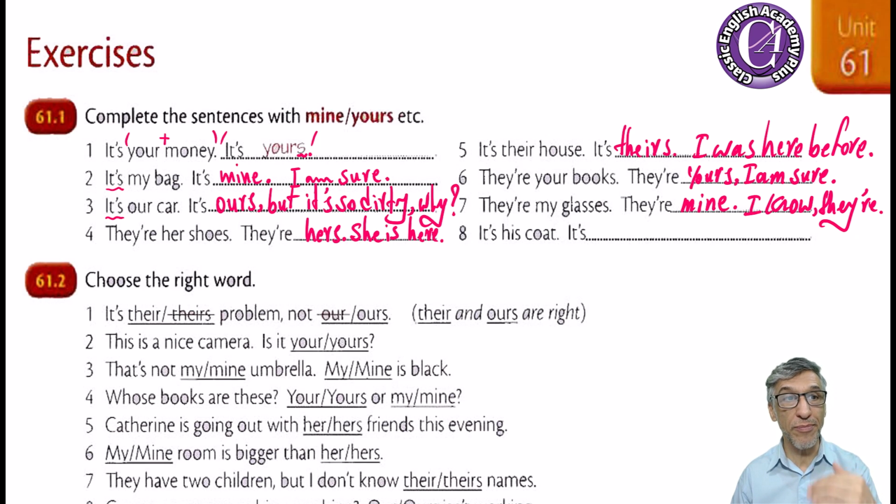I am doing the exercises and having practice. Produce the language. It's his coat. It's his. He is here. Maybe you are getting into a party and you see some people's clothes and suddenly you know that it is his coat, your friend's coat. Yes. Okay.